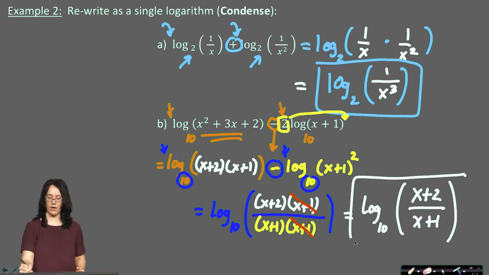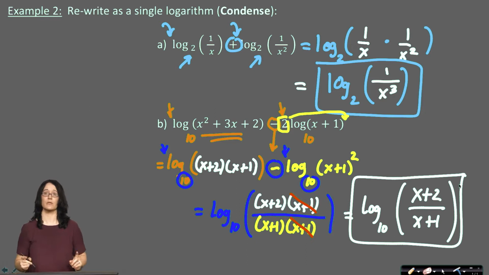If you got that far, I would be thrilled. But one mistake students sometimes make is they really want to cancel these x's and tell me the answer is 2 inside. Why can I not do that? Oh, that's right, because of addition, right?